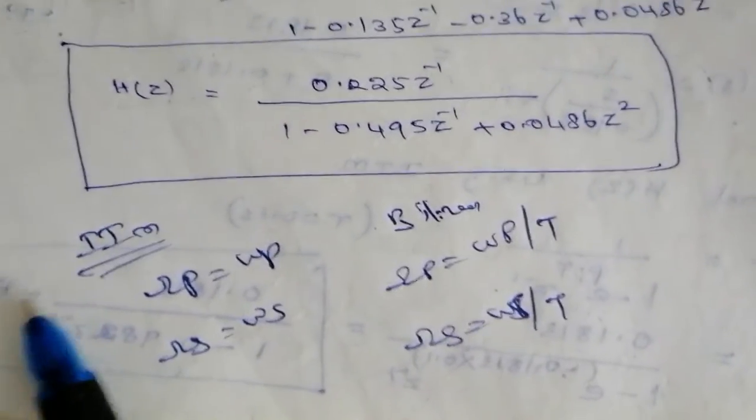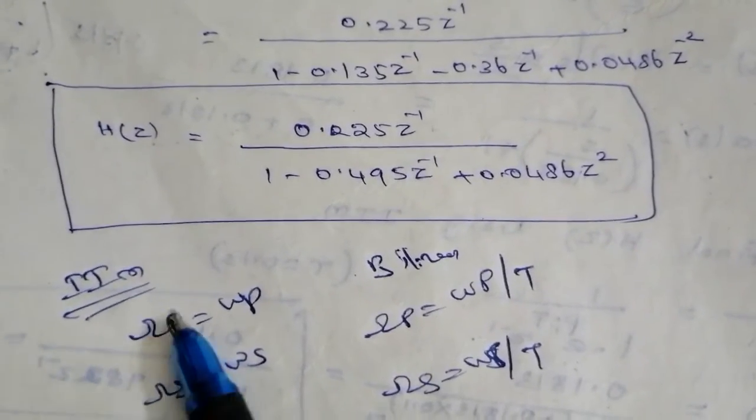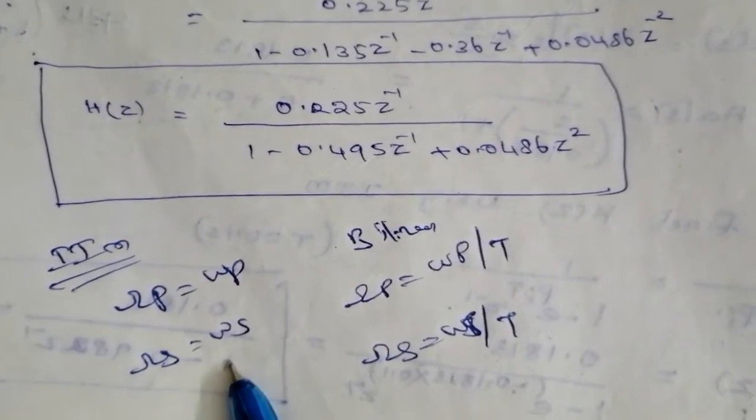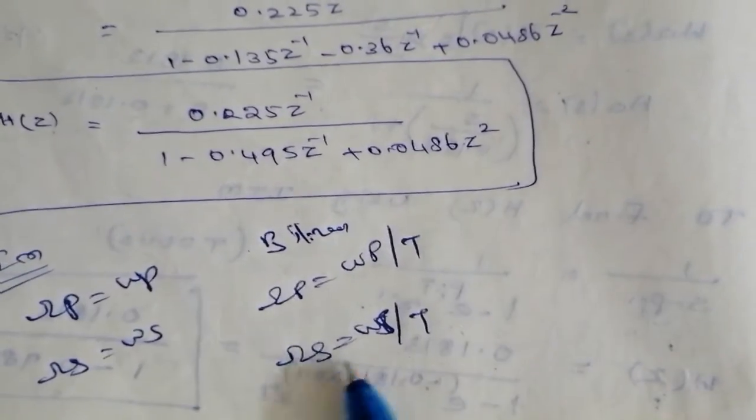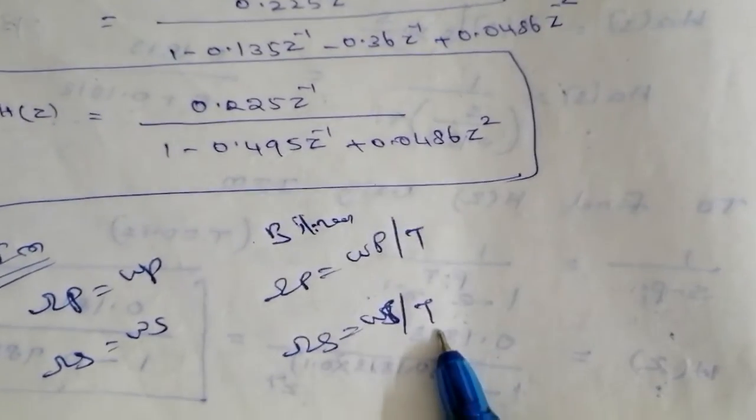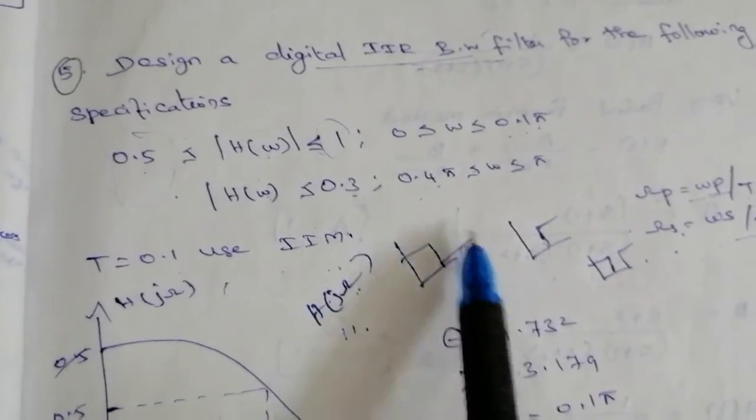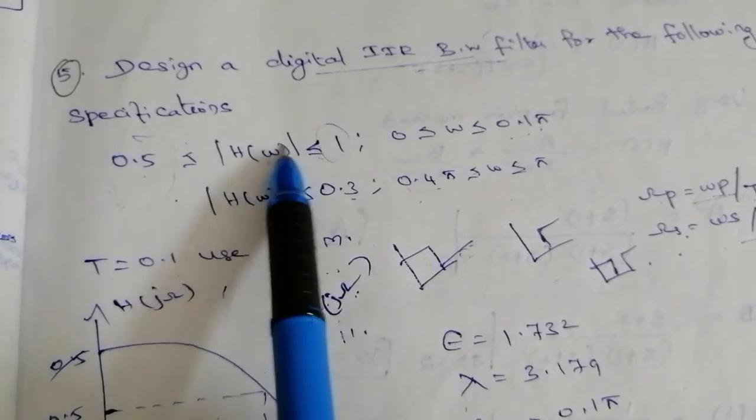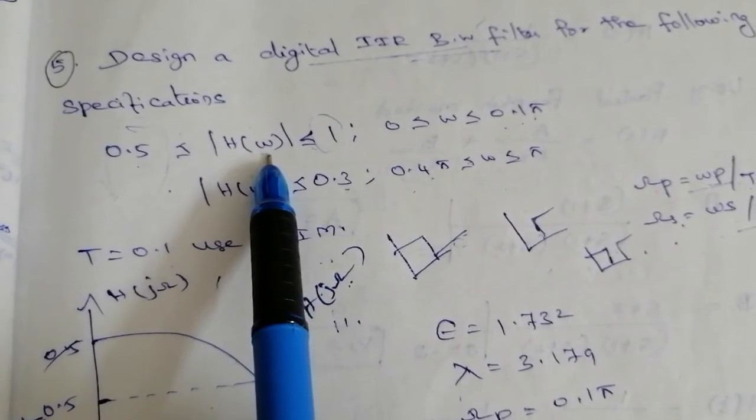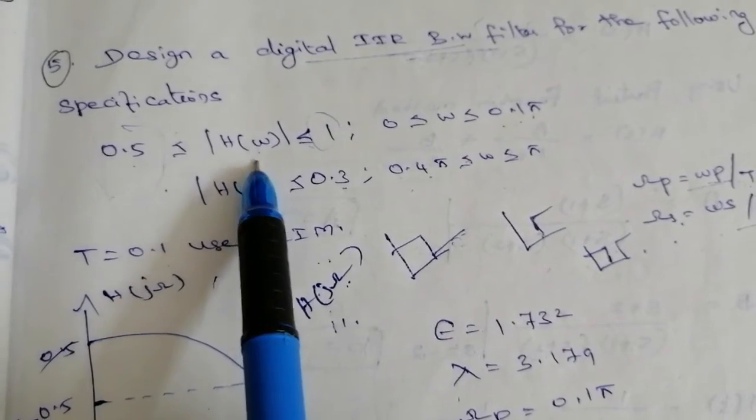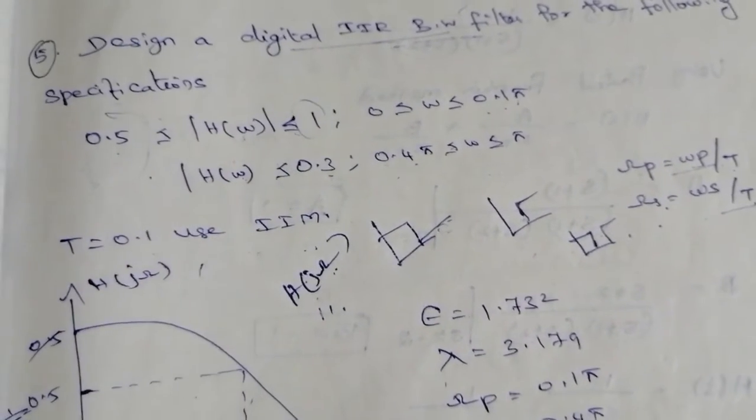So you have to remember this formula. In IIM, sigma p is equal to omega p, sigma s is equal to omega s, whereas in bilinear, sigma p is equal to omega p by t and sigma s is equal to omega s by t. So in the previous problem the given term is omega, but in our problem we want sigma. So this omega is converted into sigma with the help of the formula, right?